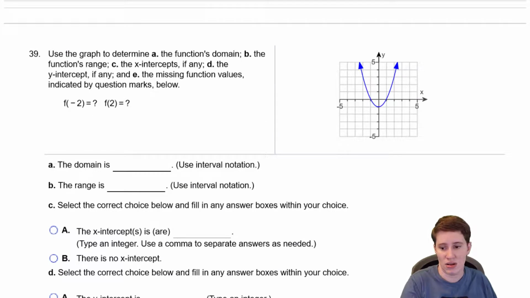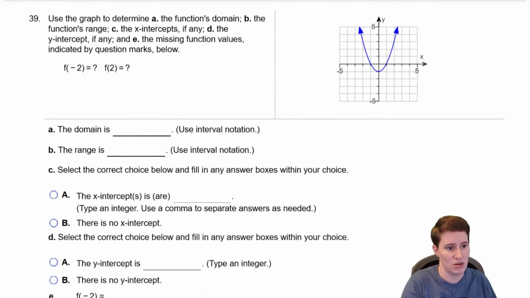Well, this is a long problem that I can't even quite get all of it in one screen, so I might have to scroll at some point. Use the graph to determine the function's domain, the function's range, the x-intercepts if any, the y-intercept if any, and the missing function values indicated by the question marks below. Okay, we can do this.